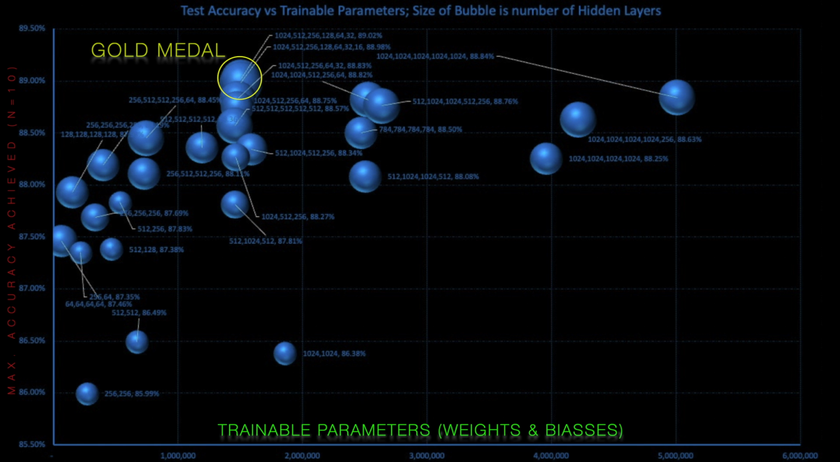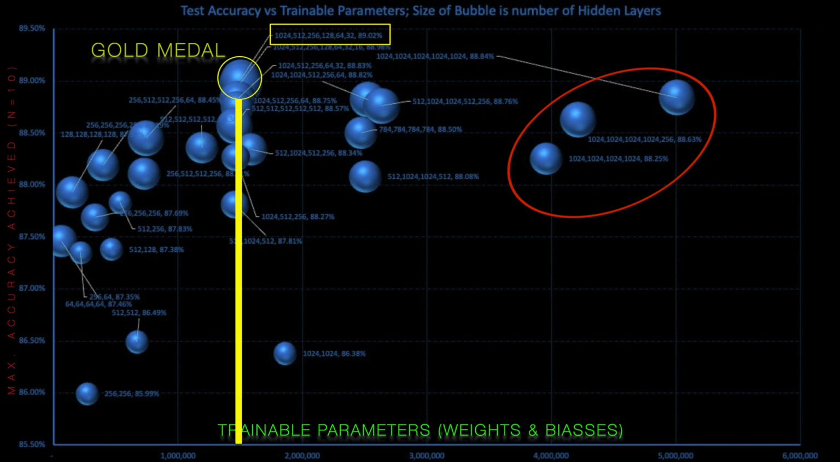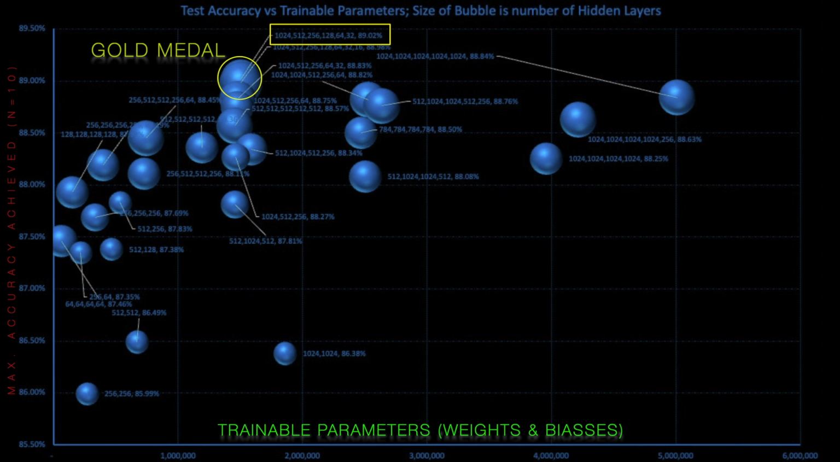Indeed, our best performing network has fewer than 2 million parameters, and it exceeds the performance of networks with more than twice that amount. This is perhaps a very surprising result, but we'll look at some key reasons why this is the case a little later in this video. Stay tuned. Our gold medal winner for this event is a 6-layer trapezoidal shaped network.